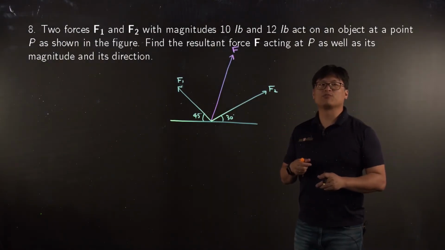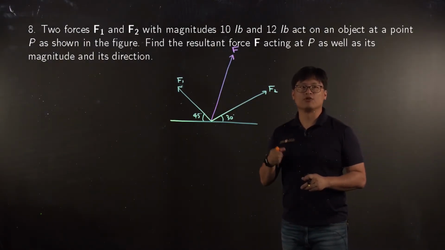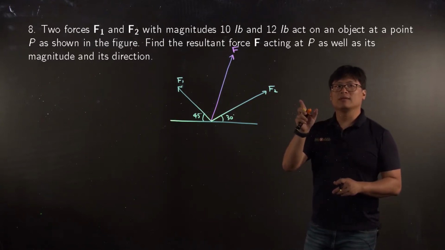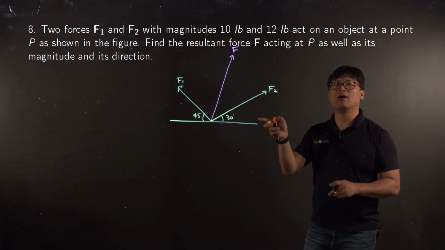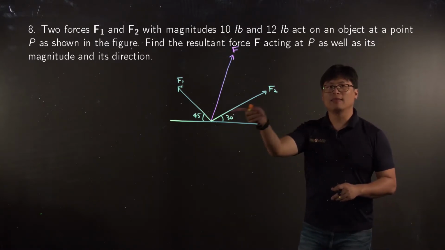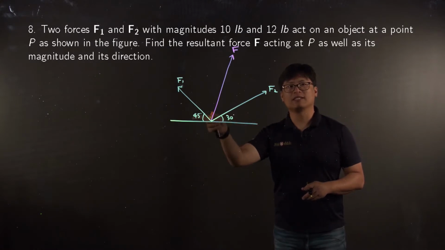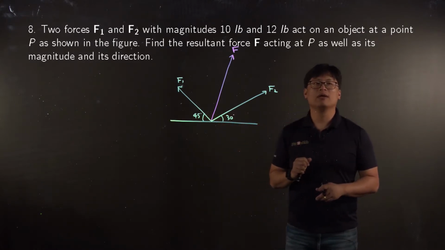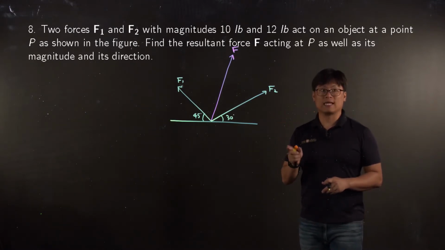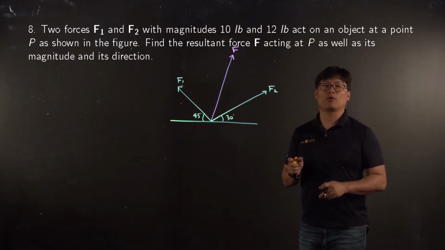Okay, let's talk about this problem. It is a resultant force problem. F1 and F2 are given: the magnitude of F1 is 10 pounds and the magnitude of F2 is 12 pounds. The reference angles from the bottom line are 45 degrees and 30 degrees. Even though the problem is given this way, we have to write these as components. Here we go.